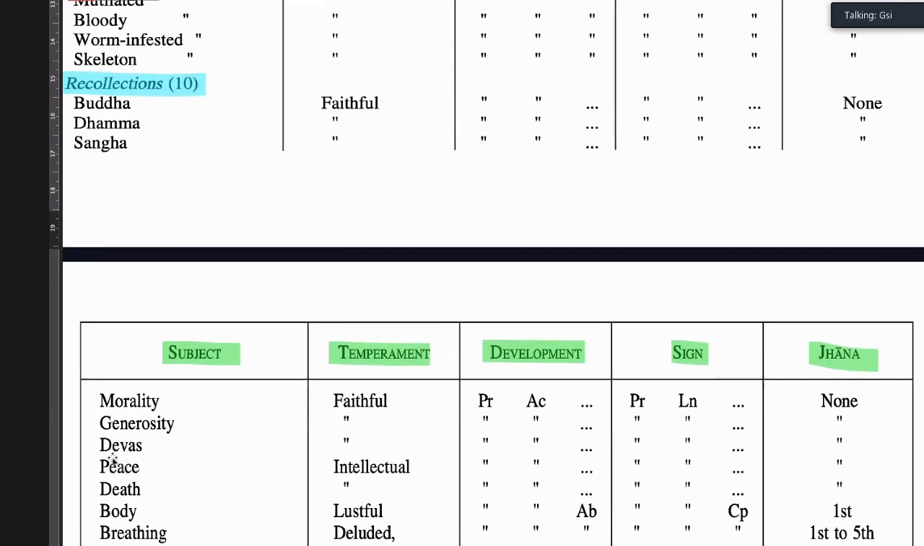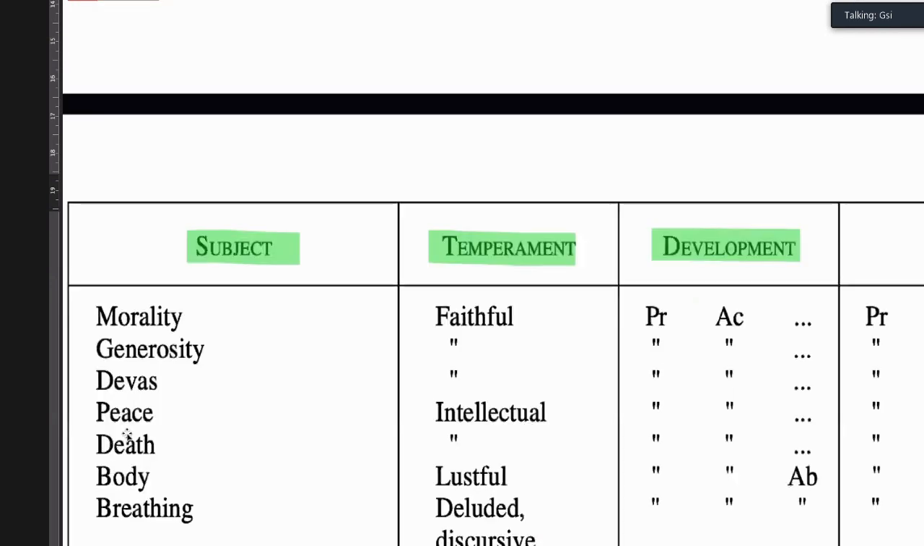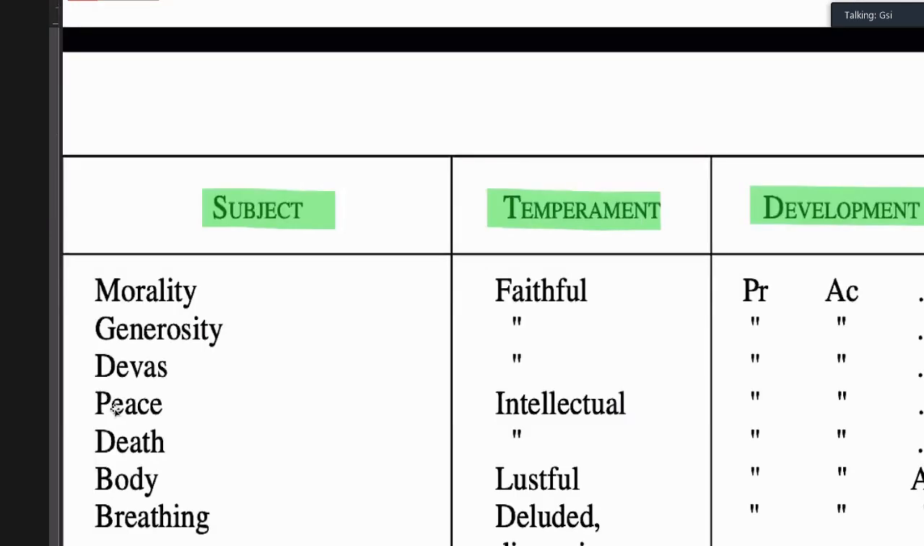Now, the peace here, you can see the word peace here. It's reflecting on the qualities of Nibbana. Not just any form of peace, not just any form of quietness, but reflecting on the qualities of Nibbana. It is said that you must have realized Nibbana in the first place, but I think you can still do it if you don't have Nibbana, as long as you understand the qualities of Nibbana.